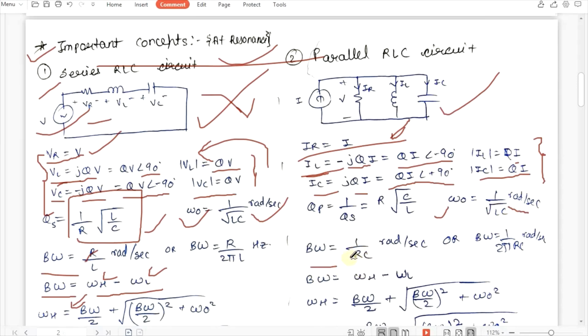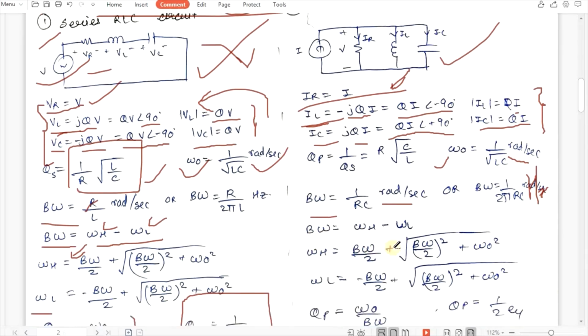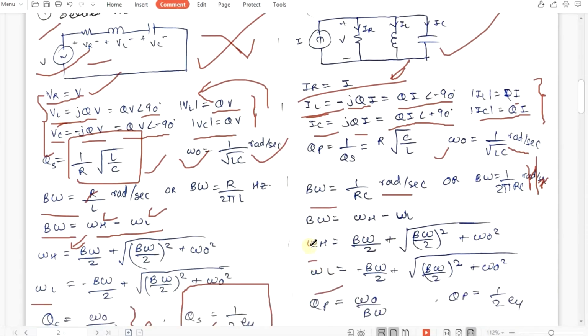Bandwidth is 1 upon RC. Note one thing here, the bandwidth is only a function of R and C, it is not a function of L. It is in radian per second. If you want it in hertz, it will be 1 upon 2 pi RC hertz. Sorry for this, it will be hertz. Now bandwidth is also written as omega h minus omega L. The omega h, omega L formulas are the same as you have seen in the series RLC network. The only thing is here the bandwidth is 1 upon RC, omega naught is 1 upon under root of LC.